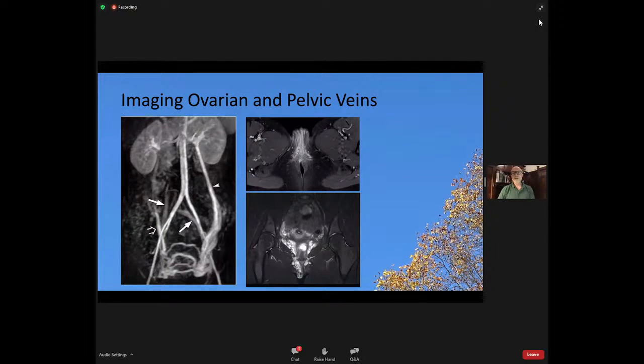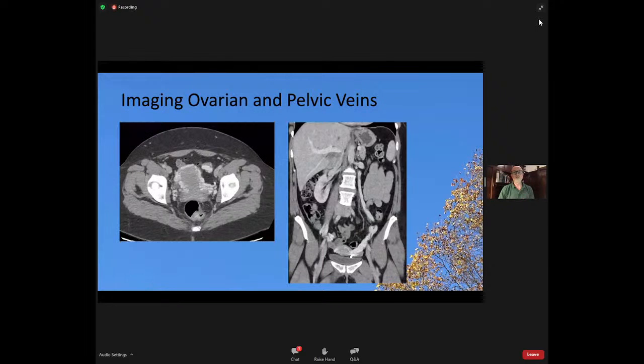But that said, MR is very good at showing in real time, especially if you do time resolved. We can see this real time shunting down the left ovarian vein. I haven't put in one case we have, which is a lovely real time example of shunting down the left and up the right. So it's something that you've really got to be aware of.